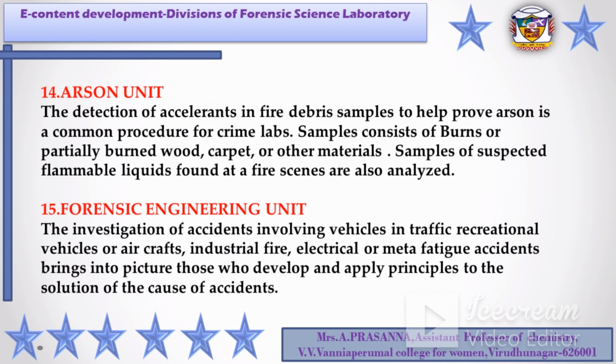The next division is arson unit. The detection of accelerants in fire debris samples to help prove arson is a common procedure for crime labs. Samples consist of burnt or partially burned wood, carpet, or other materials. Samples of suspected flammable liquids found at the fire scenes are also analyzed by this division.